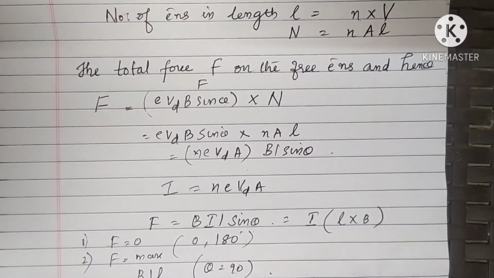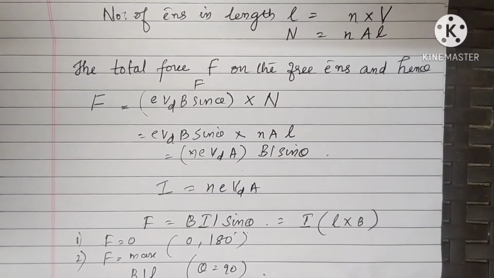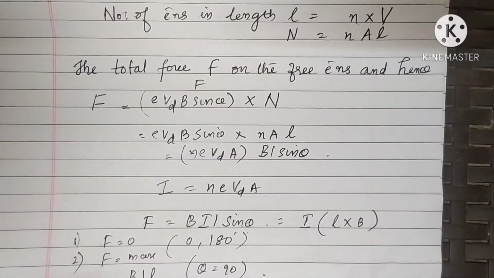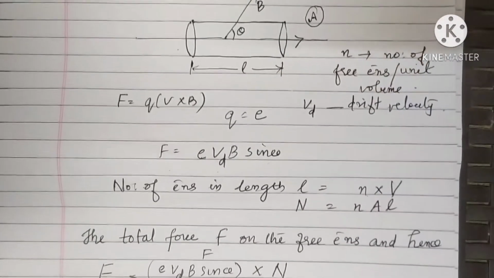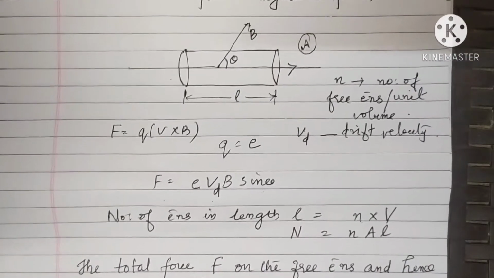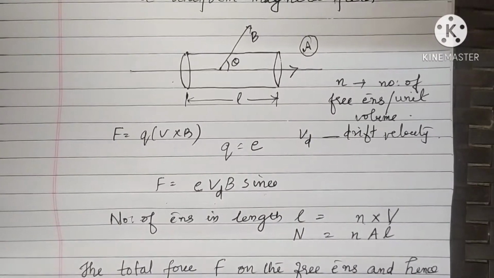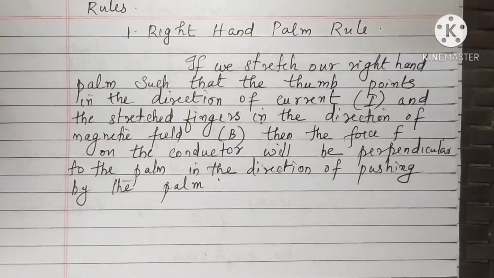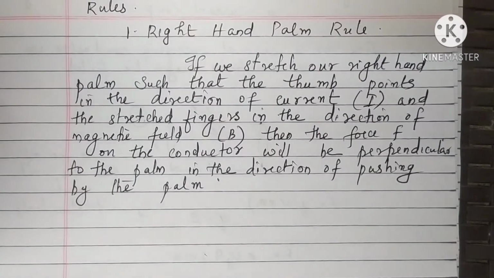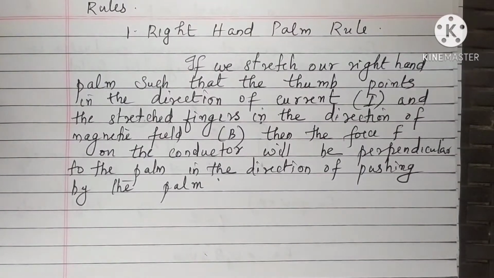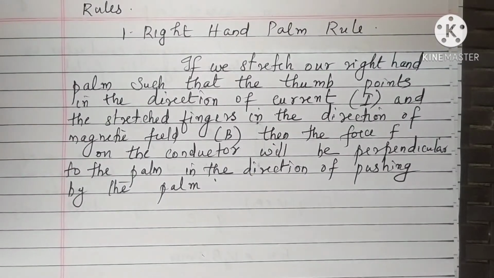Okay, so in your class 10 you have studied one rule to find the direction of force, that is Fleming's left hand rule. So similar to that, one more rule you have to study. So 2 rules are there to find the direction of force. Okay, so let us check that. The first rule which is used to find the direction of force is right hand palm rule. You have studied right hand thumb rule. This is right hand palm rule.